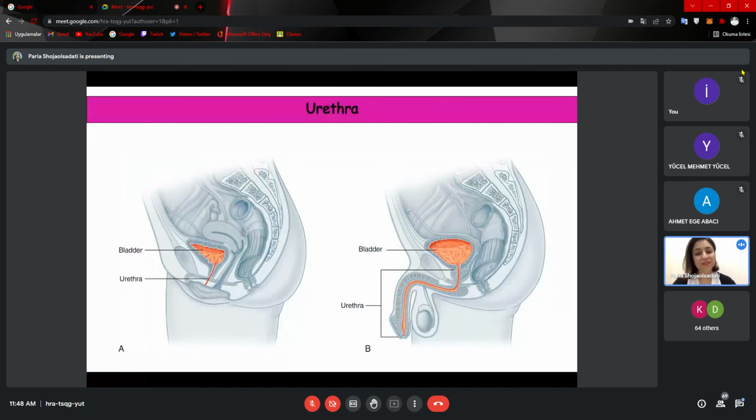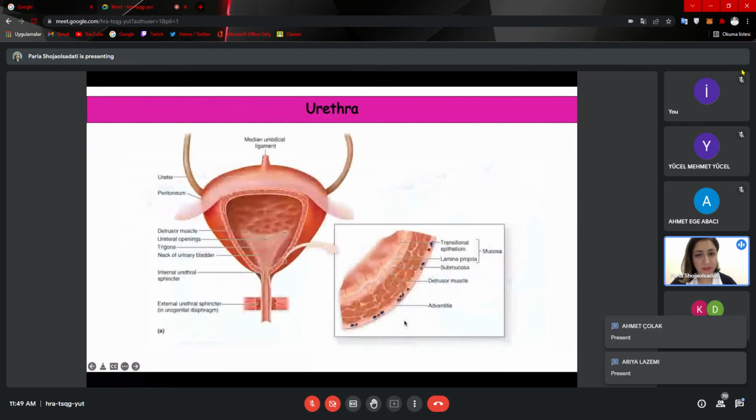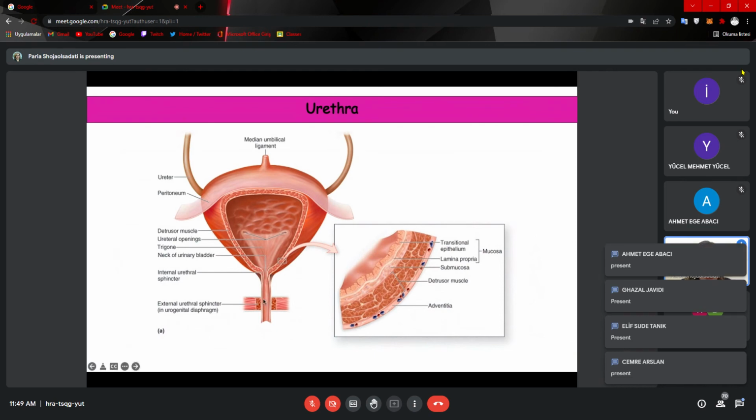Thank you so much. Okay, let's take a look at the second part of this lesson. As I mentioned before, we talked about the difference of the urethra between the two genders. We have a short urethra in the female, but a long one in the male. Let's take a look at the structure of this part.